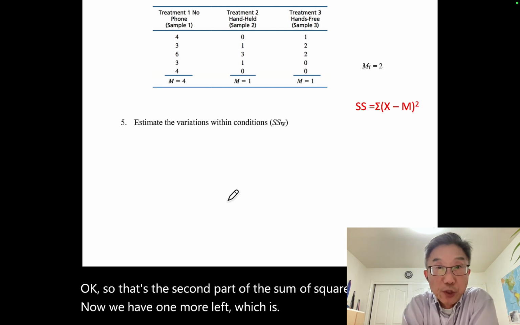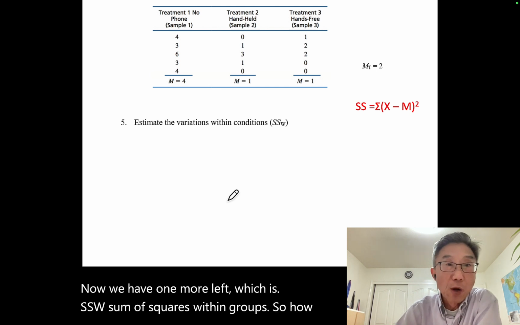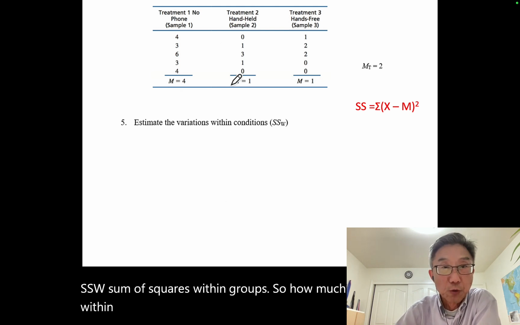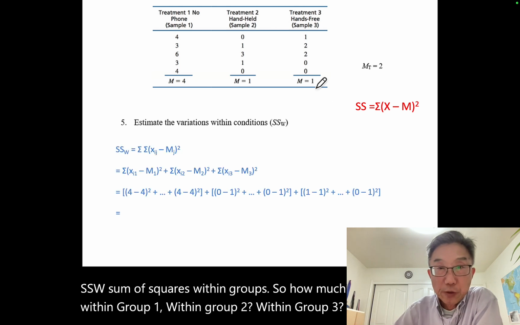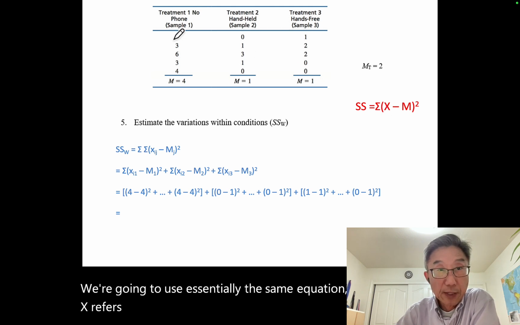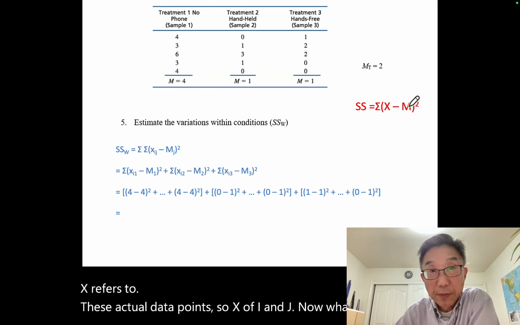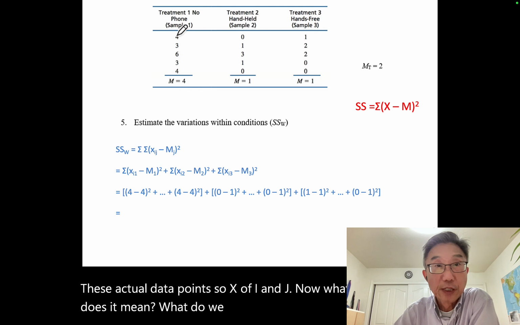SSW, sum of squares within groups. So how much variation is there within group 1, within group 2, within group 3? We're going to use essentially the same equation, but in this case, x refers to these actual data points, so x of i and j. Now, what is m? What does it mean? What do we compare these numbers to?